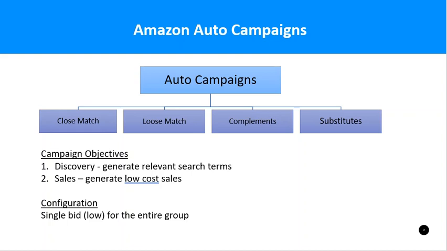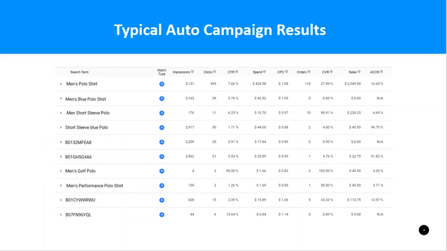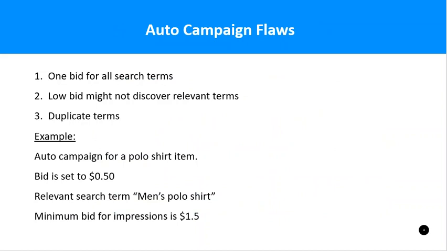The campaign objectives are for discovery and research purposes, generating relevant search terms, and for sales, in which case it's generating low-cost sales. Configuring auto campaigns usually has a single bid, which we typically set to a low bid for each of the groups. Each group can include hundreds and sometimes even thousands of search terms that Amazon will generate. Typical results are lists of terms with ASINs and different levels of impressions, clicks, and performance for each of these terms.